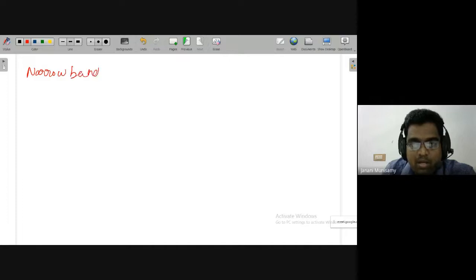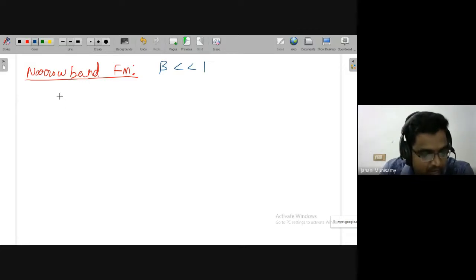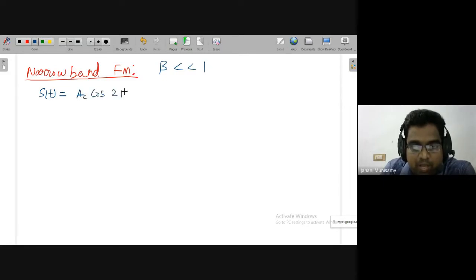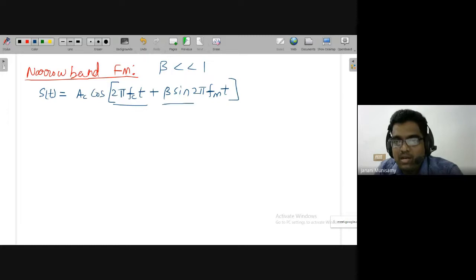Narrow band FM. So what is the condition for narrow band FM? In that reference equation, we have to choose the beta value much less than 1. Then the reference FM equation is S of t equal to AC cos(2 pi FCT plus beta sin 2 pi FMT). Now this formula is like cos(A plus B). So this term I will consider as A, and this entire term as B.